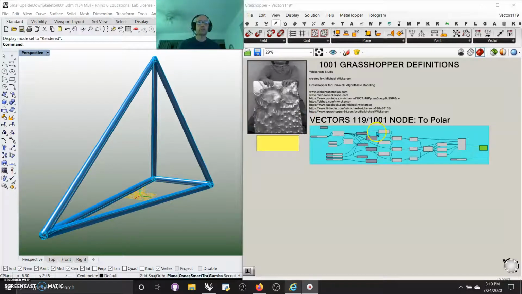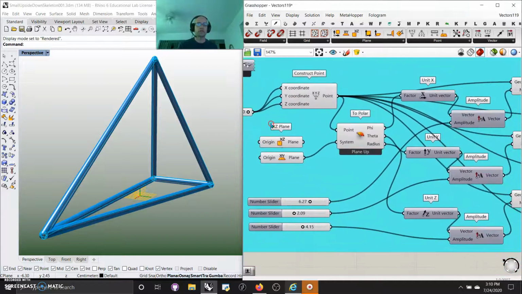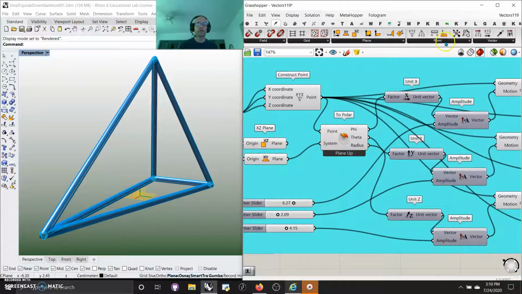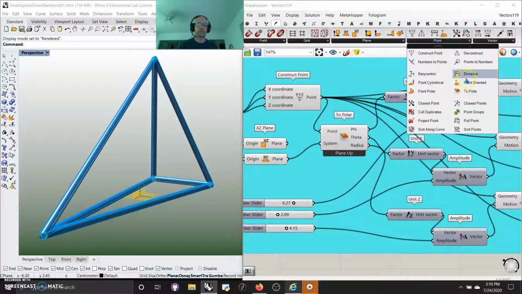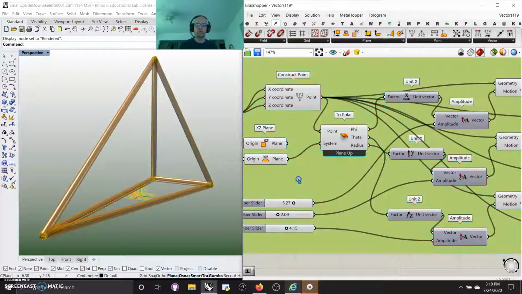Thought I'd go back to something a little more basic, just dealing with a singular node. So what I'm doing here is just taking a look at the two-polar node, which is within the vectors point section. I'd done the other ones: barycentric, point cylindrical, point oriented and point polar. So two-polar I thought would be interesting.